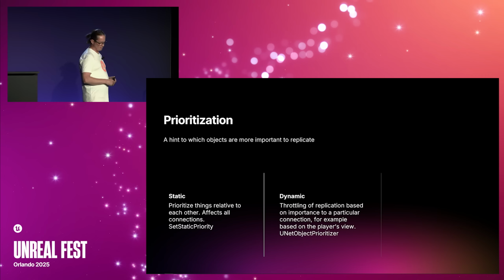And a priority of 1 means we're allowed to replicate it. So that's how you use it as replication frequency throttling, by having a priority less than 1. And that's quite common, for example, for spatial prioritization. And you implement that through a net object prioritizer. Of course, we have a few useful ones in the engine already, but you can implement your own as well.